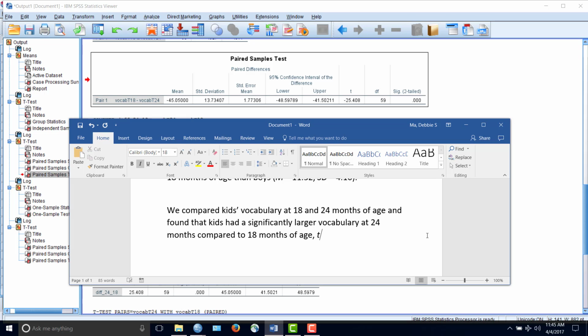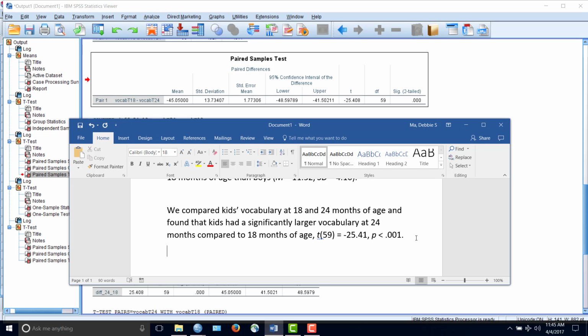So space, italicized t, degrees of freedom is 59 in this test actually. So it's different. It's N, so we have 60 participants, N minus 1. So here, negative 24.41 is how we would round that. And in this case, we have another case of p being reported in this table as a 0, so I'm going to type p is less than 0.01.